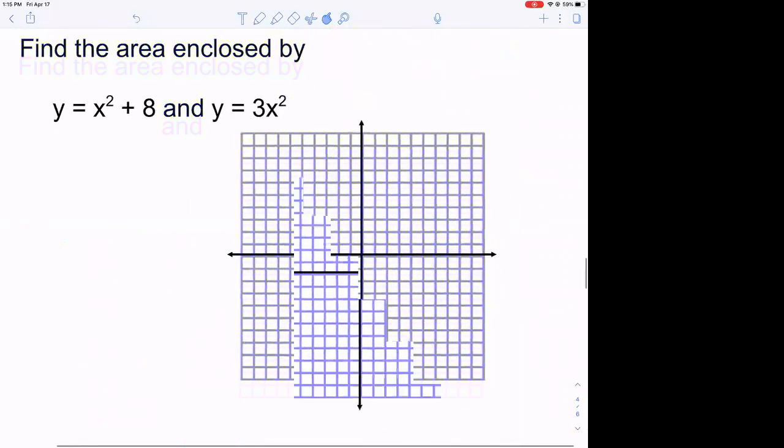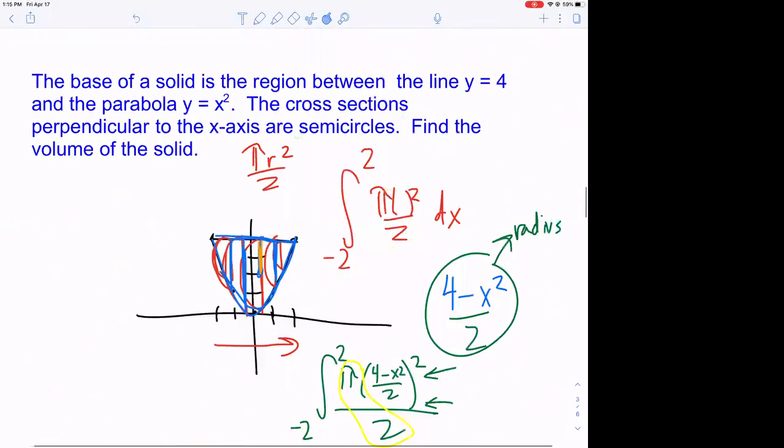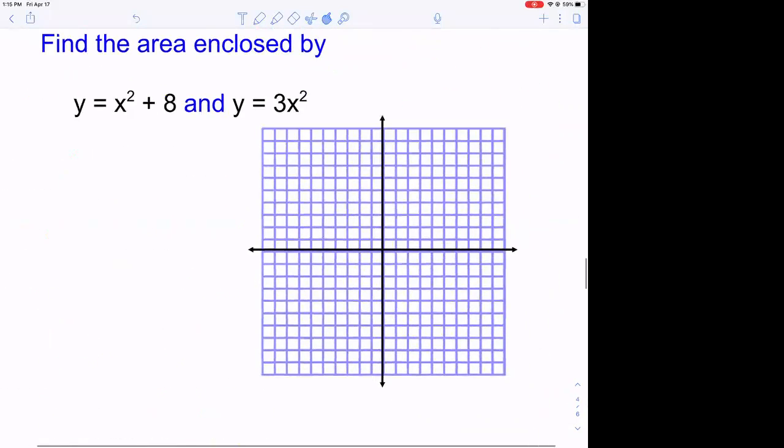Now, don't get confused by volume and area, right? Because this is actually back to an easy one. Y equals x squared plus 8 would be up here at 8, and you'd have this parabola opening crazy big up here. Y equals 3x squared is something like this. My guess is they probably intersect right here.